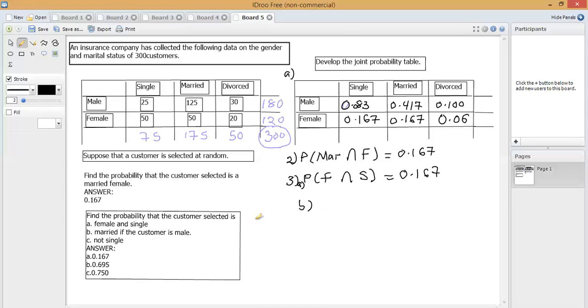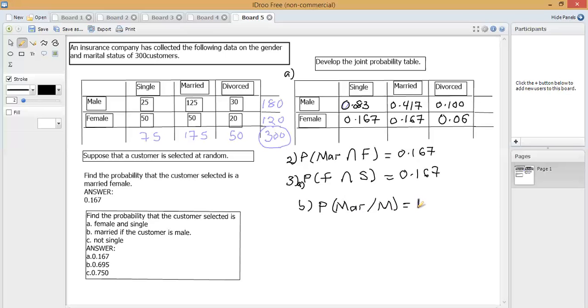So the problem reads, find the probability that the customer is married if the customer is male. So if the customer is male is the condition given. So we are finding the probability of married given that the customer is male. That's the meaning of it. Find the probability of the person being married given that the person is a male.